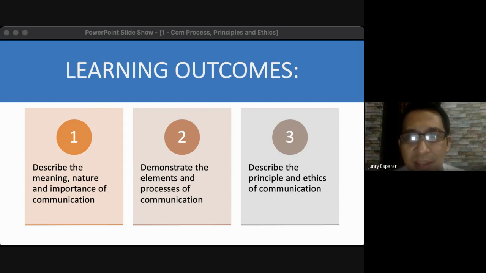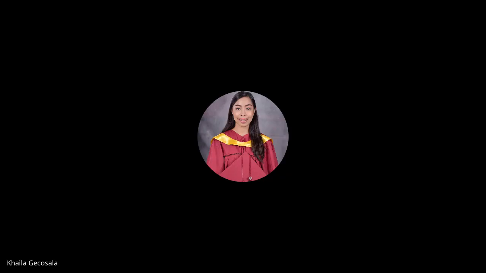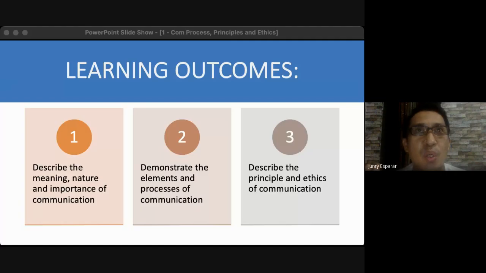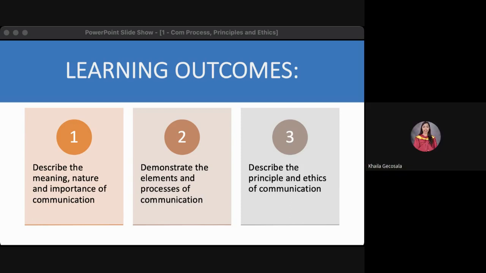Sir, can we write it in the chat box? Yes, Kyla. What do we consider? This is the question. What do we consider when we are engaging in the process of communication? Sir, good afternoon. We are engaged in the process of communication through building relationships with each other and exchanging ideas and information.